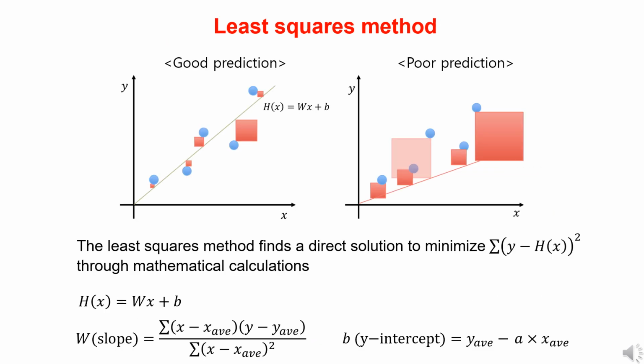Visually, minimizing the sum of the squared differences between the actual and predicted values can be represented as minimizing the sum of the areas of these squares. Minimizing this sum of areas is a method to find a good prediction model. This approach is the core principle of the least squares method, which is widely used in regression analysis. Through the least squares method, the slope and y-intercept of the model, hx, are obtained using such mathematical calculations.